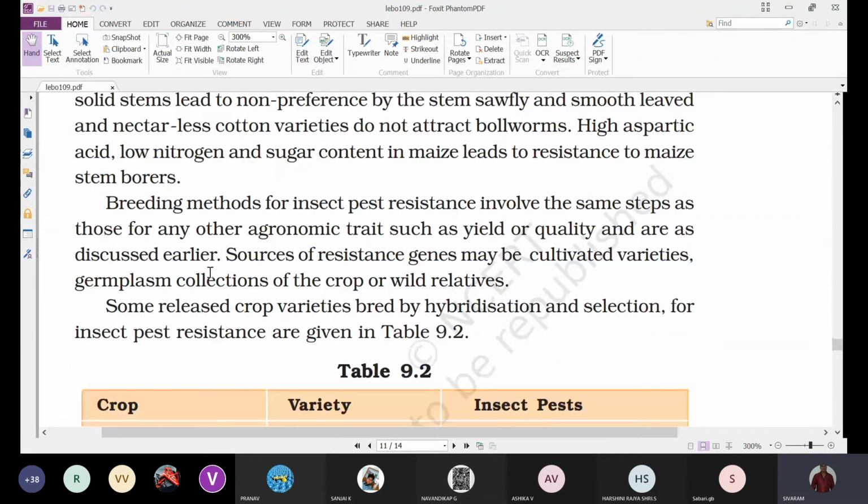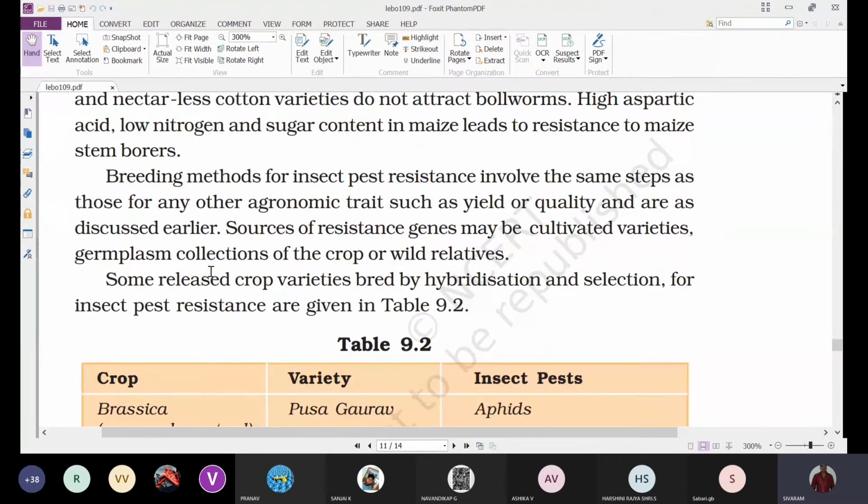So when you observe here, we are using different methods like conventional breeding and mutation breeding. We are using different techniques to develop resistance against insect pests. The breeding methods for insect pest resistance involve the same steps as those for any other agronomic trait such as yield or quality, as discussed earlier.